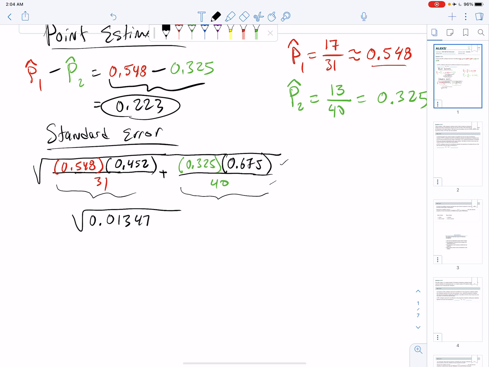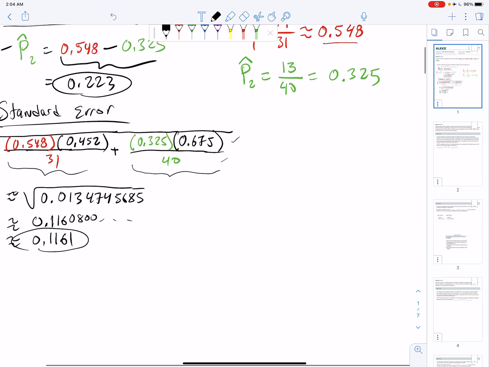0.0134745685. Okay, and then I just punched the square root button, and that gave me 0.1160800, and it kept on going. So I went ahead and used 4 decimal places, 0.1161. Now remember, that's my standard error.